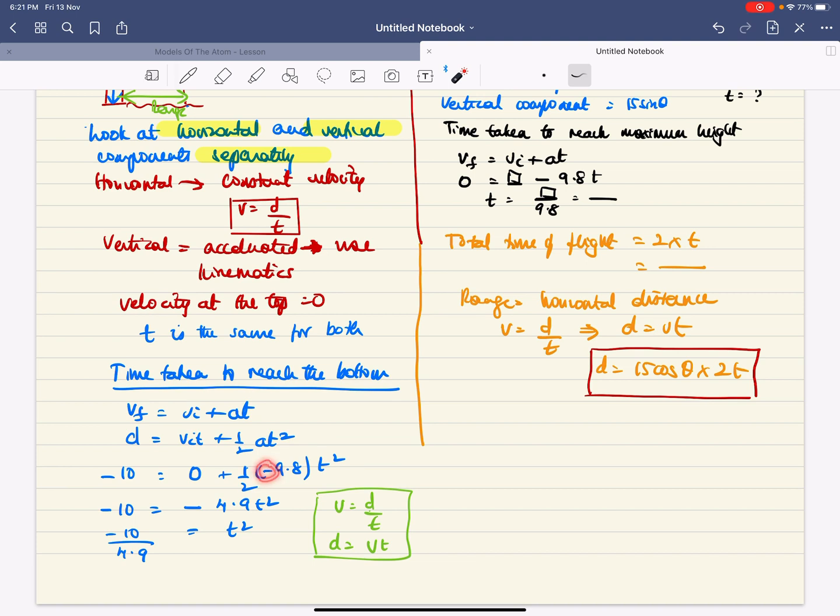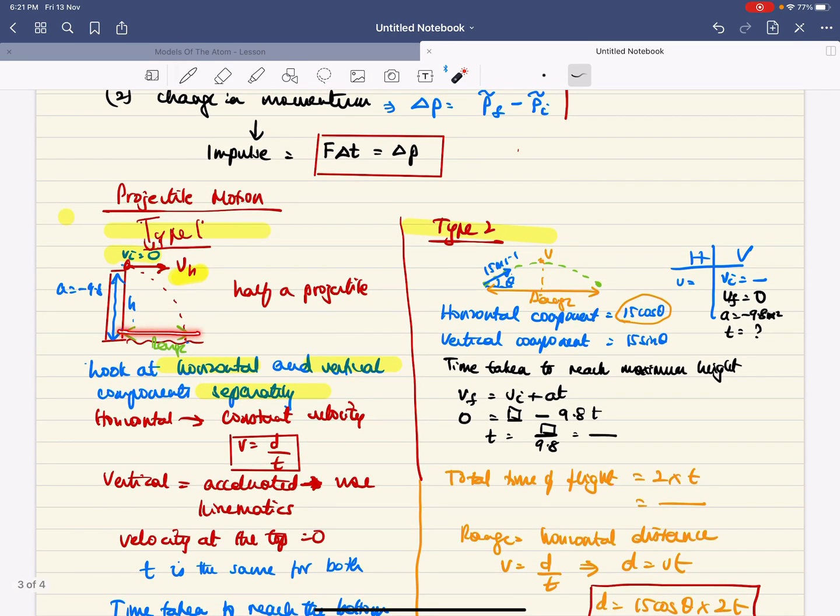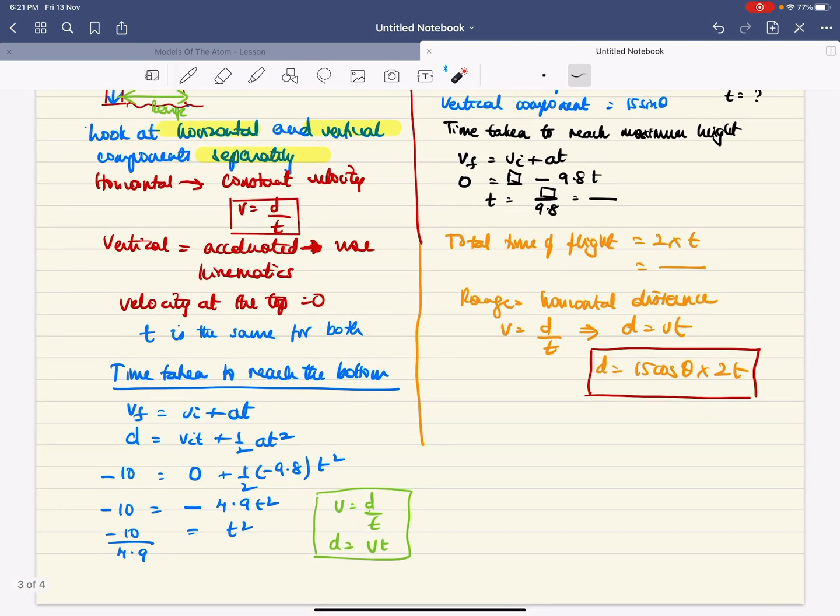But your a is negative. That is your acceleration due to gravity. But the negatives cancel, and you've got t squared. And then you find t by finding the square root of this. And in order to find the range, that is how far does it fall horizontally, you need to use your constant horizontal velocity, which you will be given, and you find d equals v times t.